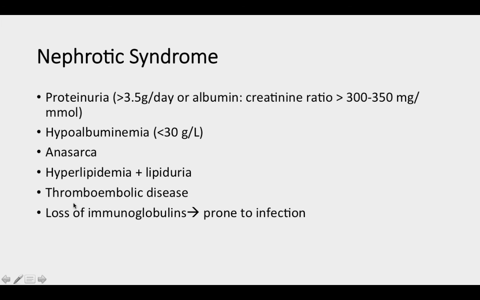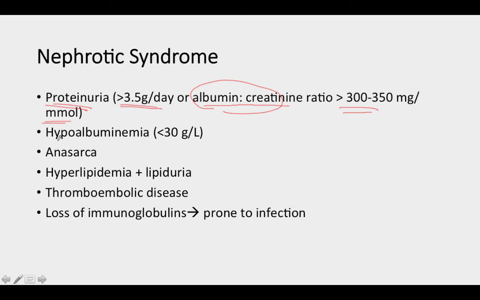So, a nephrotic syndrome is characterized by a proteinuria of more than 3.5 grams per day, or an albumin to creatinine ratio of over 300 to 350 milligrams per millimole. You can define a nephrotic syndrome by either of these proteinurias. Albumin to creatinine ratio is easier to calculate because it's a one-off ratio rather than trying to measure protein for the whole day in urine.